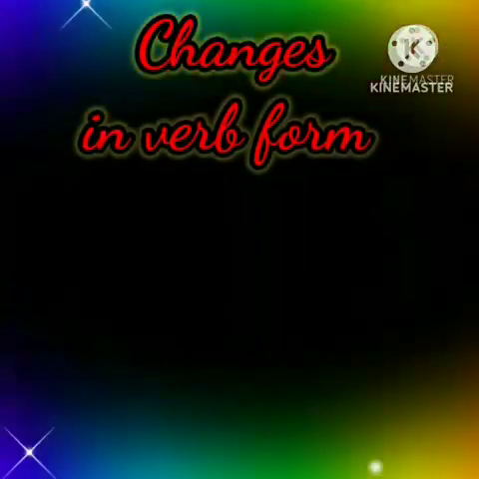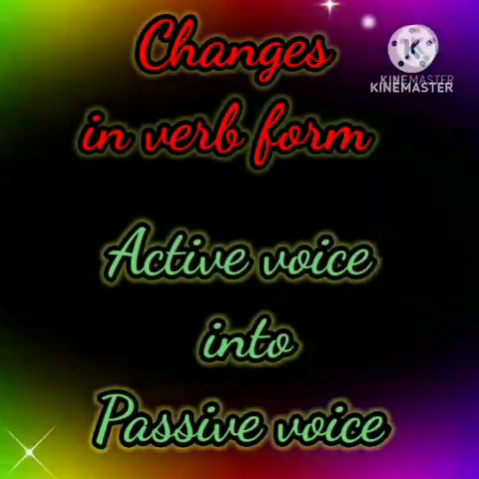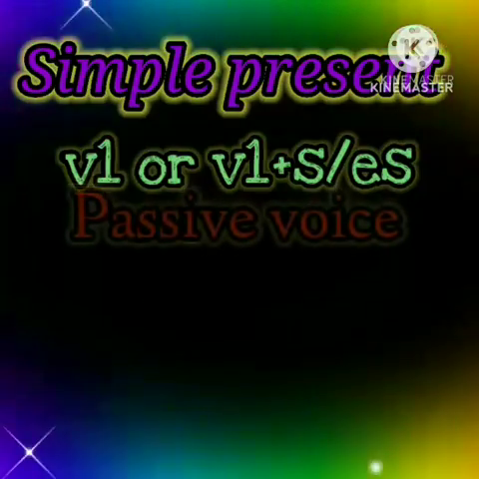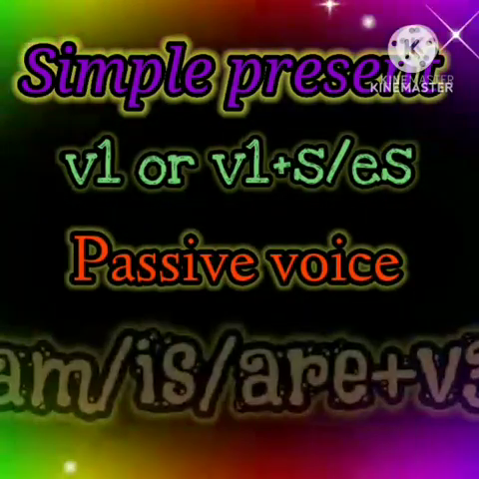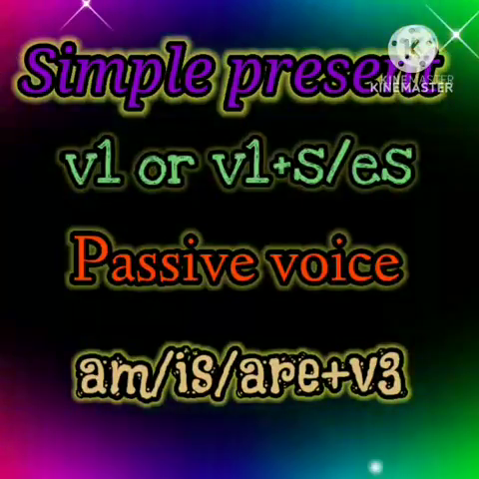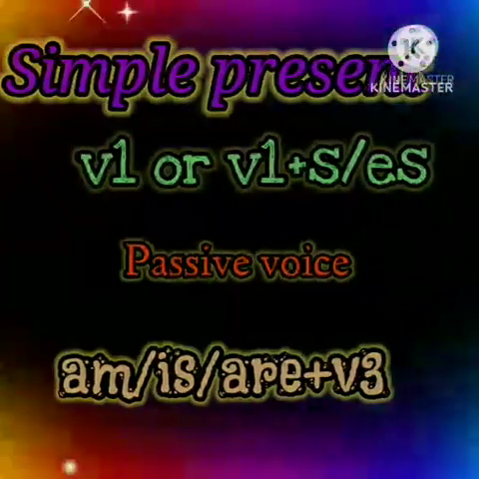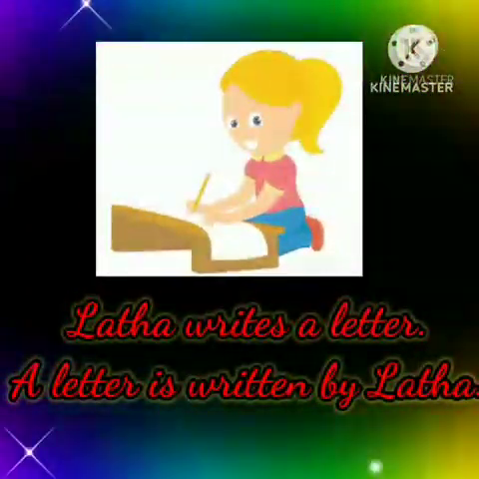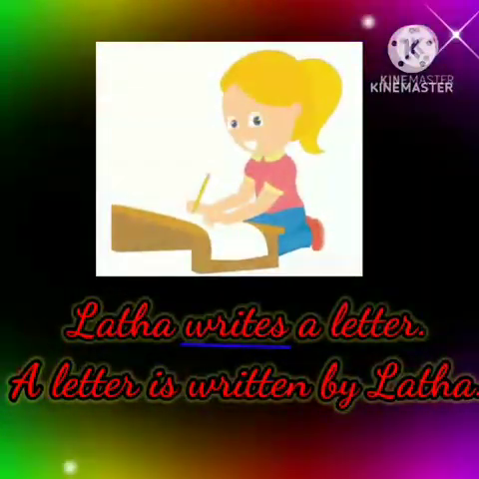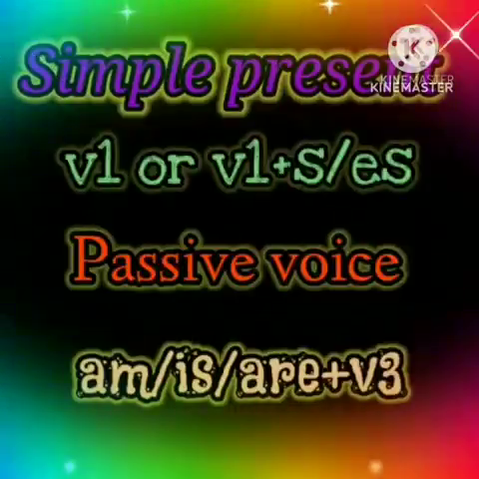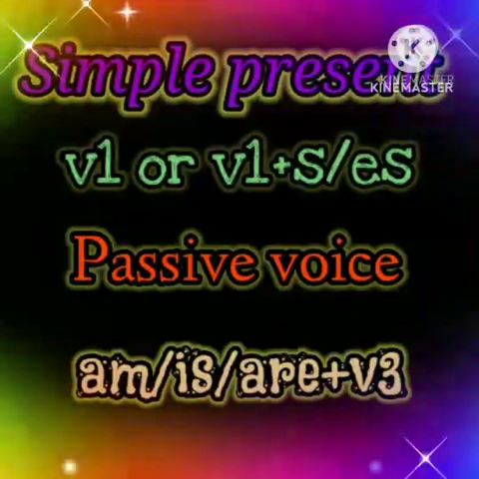Let us see how to change the verb form while transforming active voice into passive voice. The first one is simple present tense. The verb form of simple present tense is verb alone or verb plus s or es. When we write this into passive voice, we should use am or is or are, anyone according to the subject, along with V3. See this example. Lada writes a letter. Writes is in simple present. When we change, a letter is written by Lada. Do you understand? Simple present tense, am, is, or are plus V3.